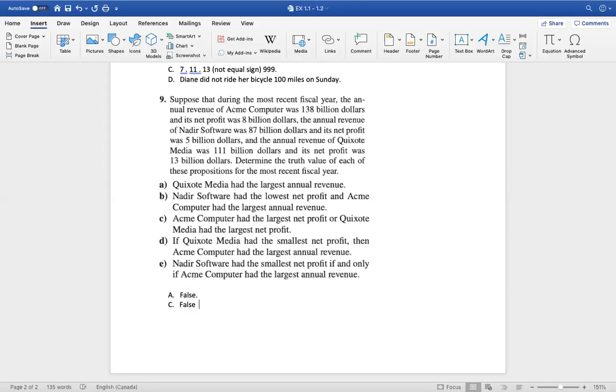Okay, and then we are supposed to OR this statement with this proposition: Quicksort Media had the largest net profit. Quicksort Media has a net profit of $13 billion, which is more than all the other ones. So we know that this statement is true. So we have one false and another true, and they are ORed. This is very important. When one proposition is ORed with another, whichever is true takes precedence. So this evaluates to true. False or true equals true.